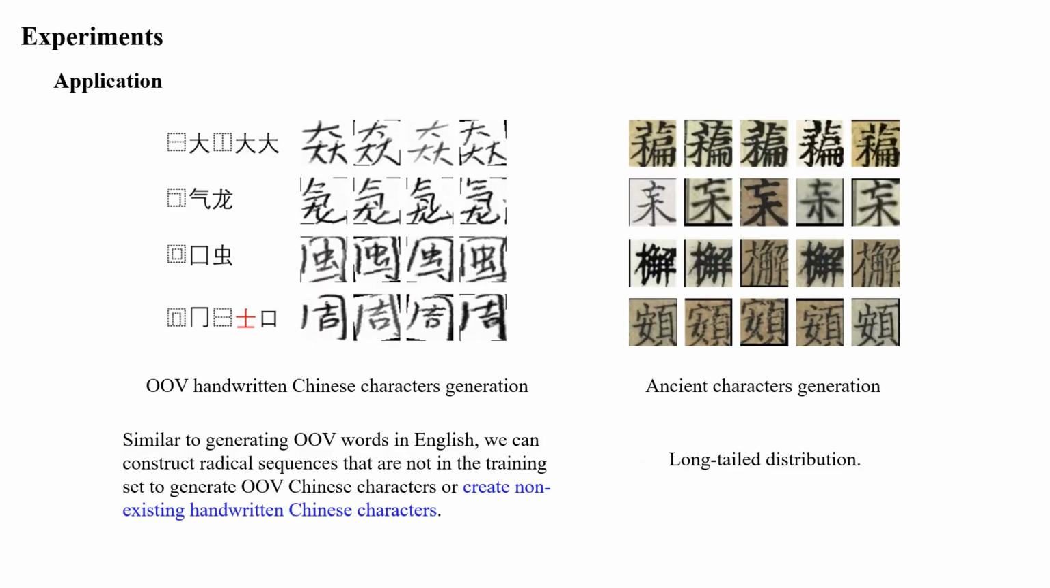Finally, we explore the applications of TIG-DM in other scenarios, e.g., the generation of OOV handwritten Chinese and ancient characters. On the left, similar to generating OOV words in English, we can construct radical sequences that are not in the training set to generate OOV Chinese characters, or create non-existing handwritten Chinese characters. On the right, one of the main difficulties of ancient text generation is the long-tailed distribution, i.e., it lacks training samples for rare characters. Our TIG-DM shows potential on it.